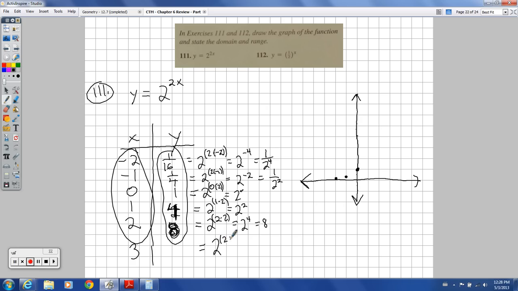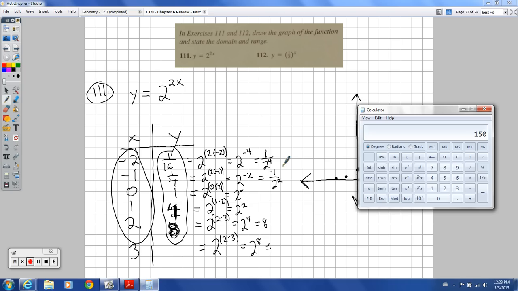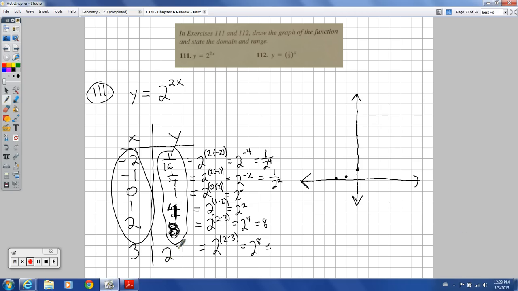So this last one, or this other one, we'd have 2 to the 2 times 3, which would be 2 to the 8th, which is going to get huge really quickly. So 2 to the 8th power is 256. So you'd have 256. That's going to be off our graph. It's going to be way, way out there.